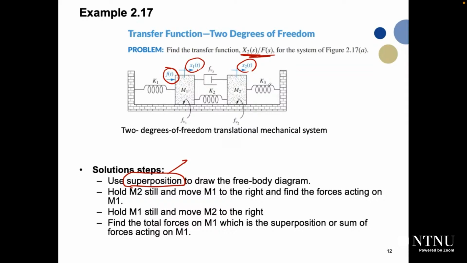And after that, we will hold M1, and we will move M2 to the right, and we will find the forces acting on M1 again. And at the end, we will sum the forces acting on M1 using the superposition. And at the end, we will write an equation describing motion of M1. And we will do the same for M2.